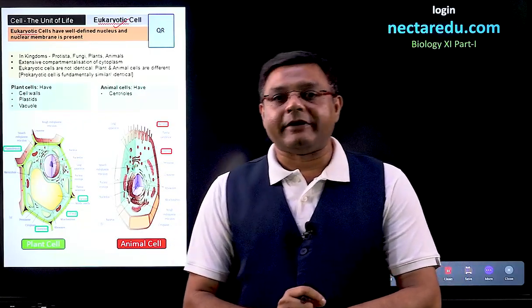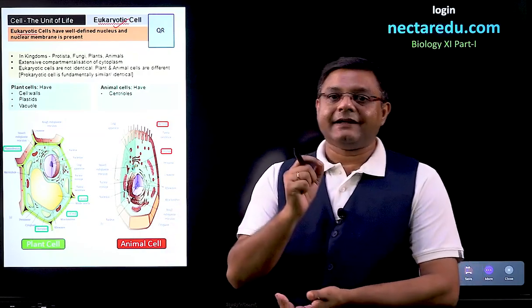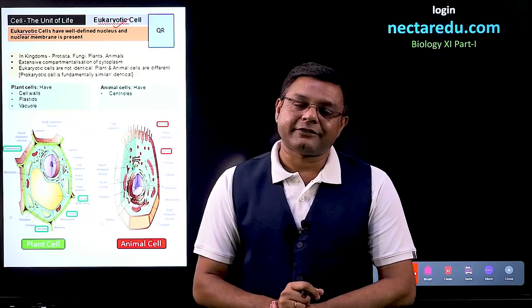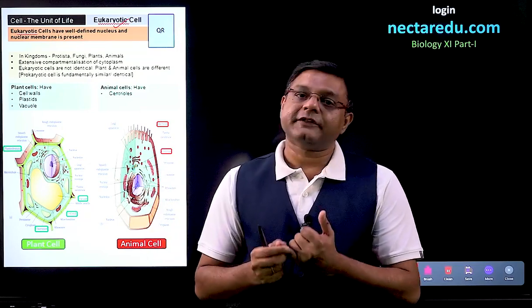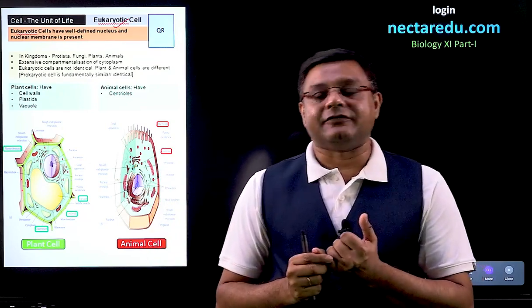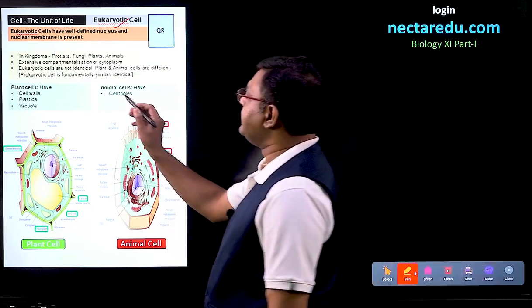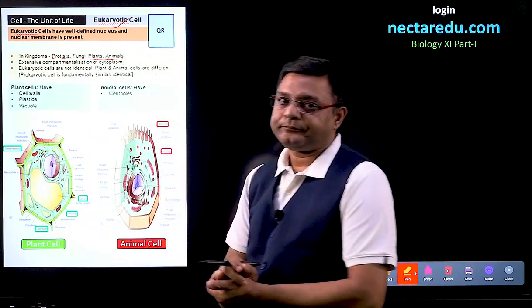Eukaryotic cell will be present in 4 kingdoms. The first kingdom was Monera, and the kingdom Monera has prokaryotic cells. So eukaryotic cells will be present in the later 4 kingdoms. The first is Protista, second is fungi, third is plantae, and fourth is animalia. So these are the 4 kingdoms which have eukaryotic cell.